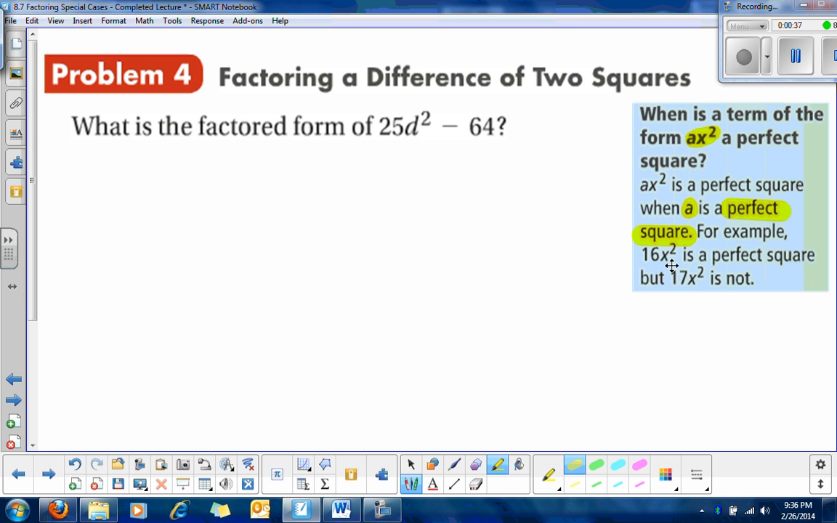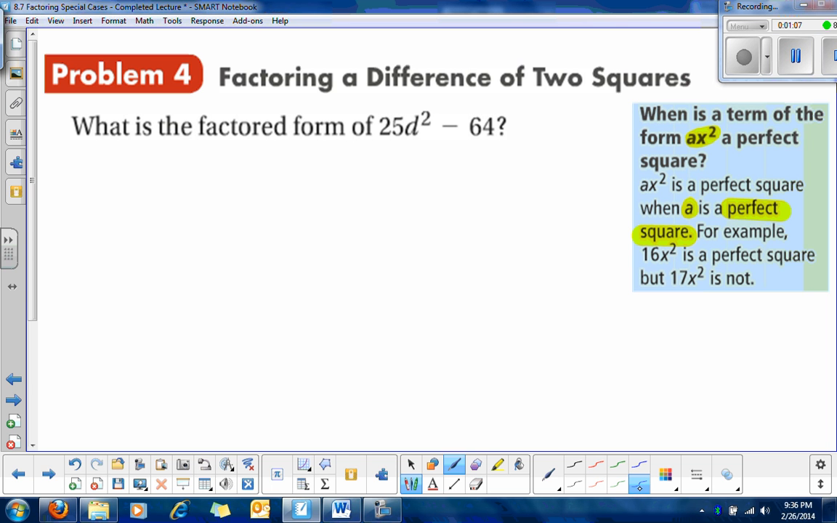So, for example, 16x squared is a perfect square, because the square root of 16 is 4. But 17x squared is not a perfect square, because 17 is not a perfect square. So let's take a look at factoring the difference of two squares when we have a coefficient in front of our first term.